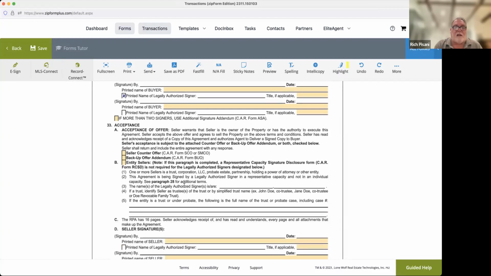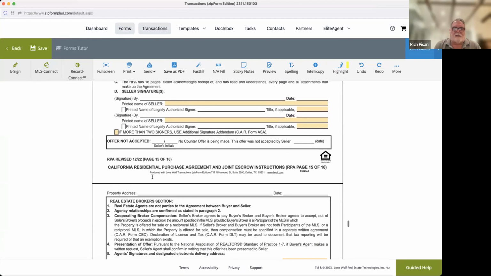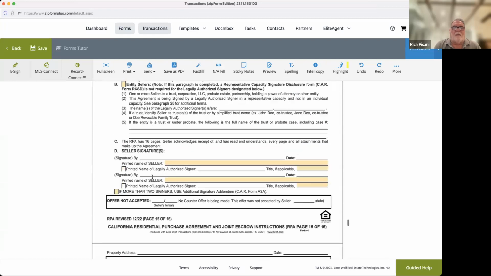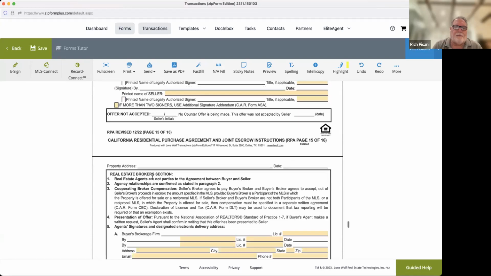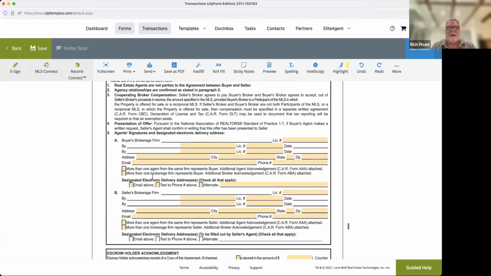Acceptance. This is where the seller would either counter, put them in backup, or just accept it, sign it and accept it. And then once again, the entity signer is here, seller's signature. Are there any questions on that? Not seeing any. Okay, last page.